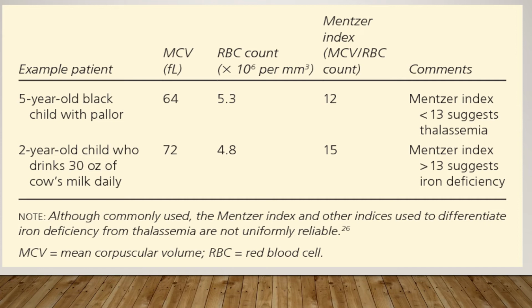so this suggests thalassemia. And the other is, if a 2-year-old child presents with an MCV of 72 and RBC count of 4.8 times 10 to the power of 6, 72 divided by 4.8 is 15. This is greater than 13, and it suggests iron deficiency. Also, although commonly used, the Mentzer index and other indices used to differentiate iron deficiency from thalassemia are not uniformly reliable.